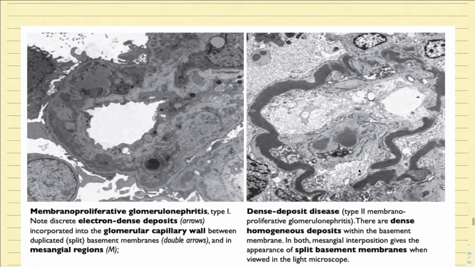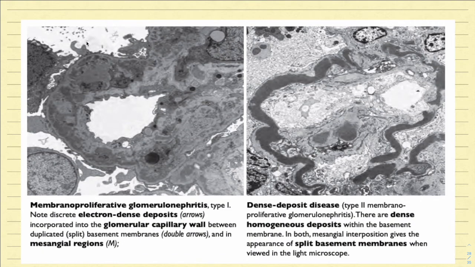Now if you look over here, very important, this is type 1 and this is type 2. Both of them are basically immune complex disease. Over here, if you look at the deposits, these are the electron dense deposits. Can everyone appreciate? These are subendothelial in location, that means just beneath the endothelium they are present. Very important, these are electron dense deposits, but they are present in the subendothelial location.